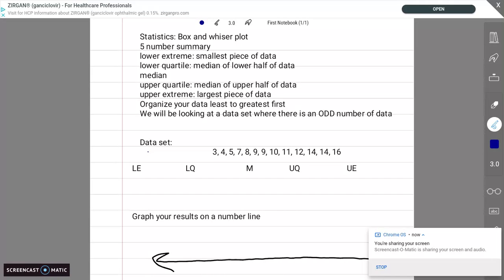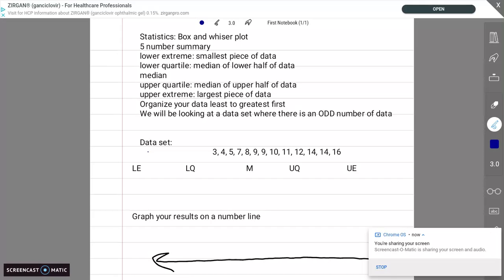Hey guys, welcome back. Today we're going to be talking about box and whisker plots. So a box and whisker plot is a statistic tool. It's a type of graph that shows information and gives you a little bit of a breakdown of the information. The breakdown consists of 5 different numbers, which is called the 5-number summary.